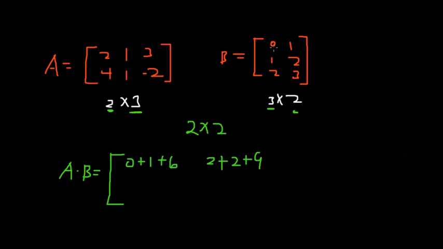So we have 4 multiplying 0, that's 0, plus 1 multiplying 1, okay? That's 1, and then we have minus 2 multiplying positive 2, that's negative 4, right? So now let's move on to the second column of B. Now we have 4 multiplying 1, that's 4, okay? Plus 1 multiplying 2, that's 2, and then we have minus 2 multiplying positive 3, that's negative 6, okay?